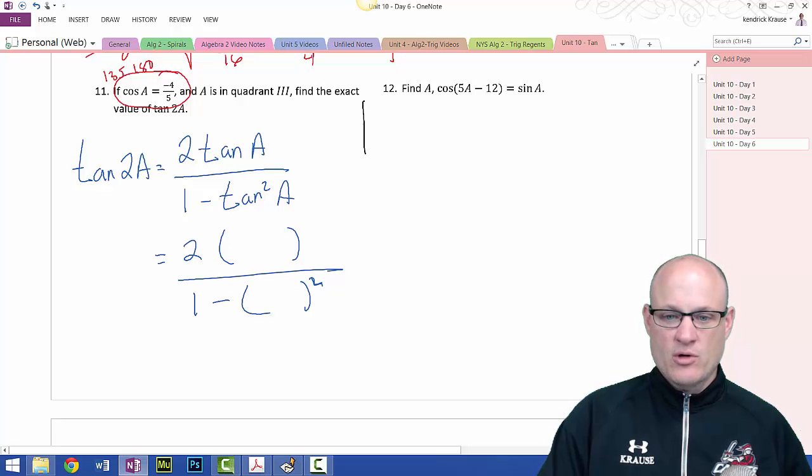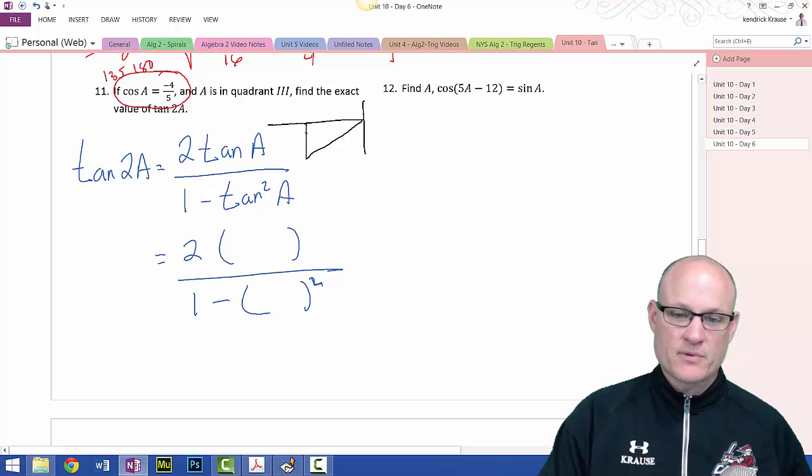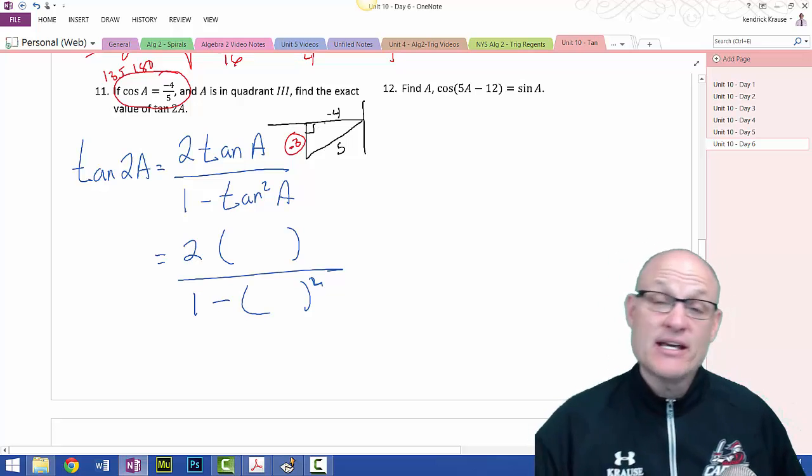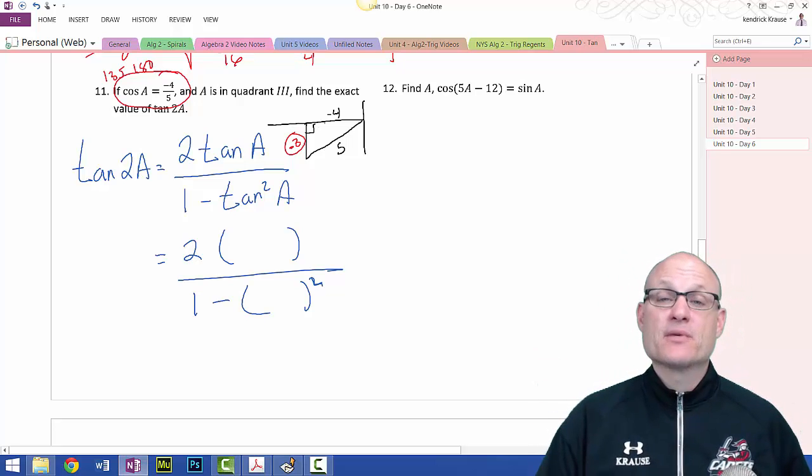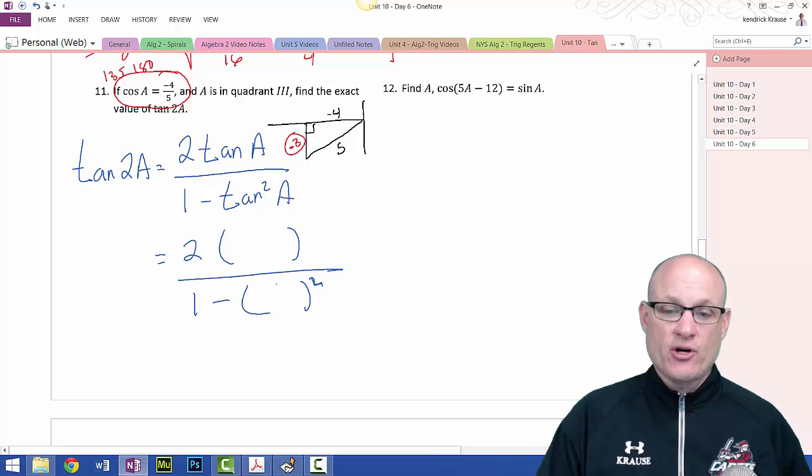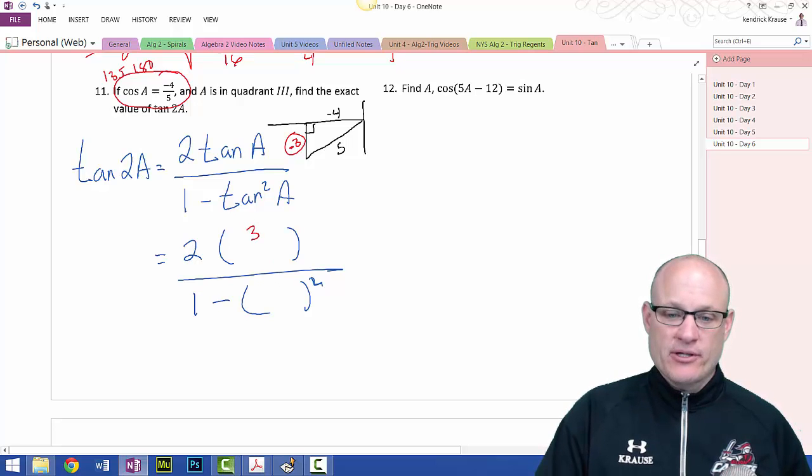So, our triangle should have been drawn in the third quadrant with adjacent over hypotenuse. And then once again, let's just real quick recap. That should be a 3. But it's coming down, it's negative. Now, what do I know about tangent in the third quadrant? That's right, it's positive. So, positive 3 over 4 over positive 3 over 4.